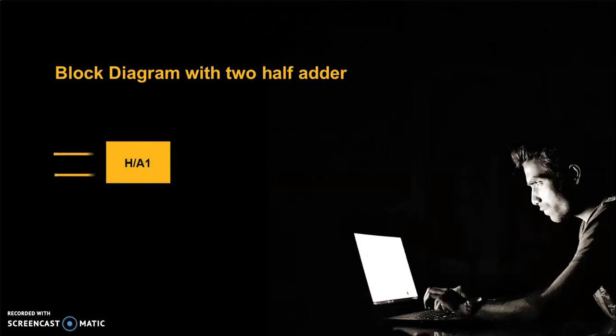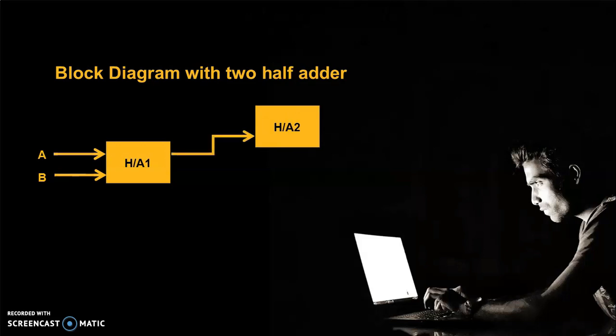Suppose we have the first half adder, we give inputs A as well as B, two binary bits which we are planning to add to each other. We have another half adder. The sum output of the first half adder, which gives the summation of A and B, is given to the second half adder, and the carry from the previous stage is also given to the second half adder. So the sum output of A and B as well as the carry of the previous stage will be added together in the second half adder.